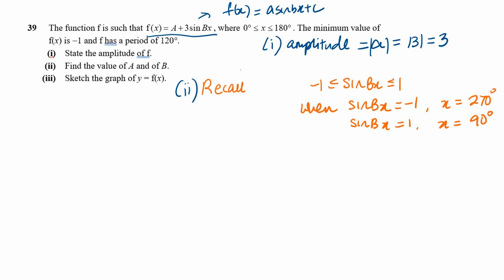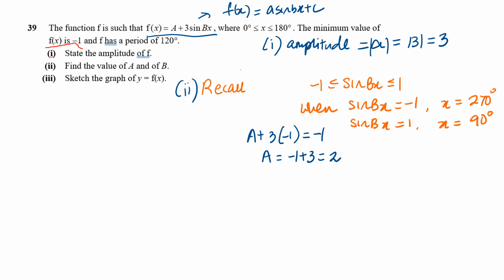Maximum minimum value for sine bx is between 1 and -1. For cos bx also is between 1 and -1. So what are the angles that give you sine bx equals -1? So you need to know the shape of the curve well. So sine 270 gives you -1. Sine 90 gives you 1. Okay, so you're given that the minimum value of f(x) is -1. So I use sine bx to be -1. Minimum value refers to minimum point.